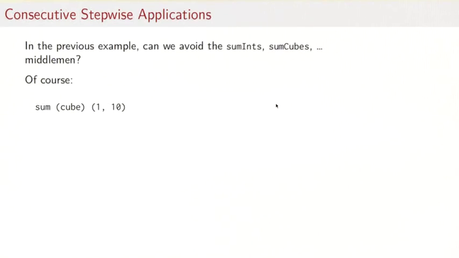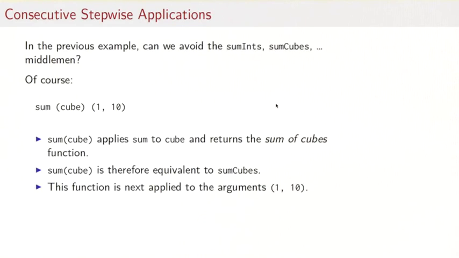Next question. In the previous example, can we avoid the middlemen, sumInts, sumCubes, and the like? Can we use directly the general sum function? Of course, we simply write sum(cube) and then the bounds (1, 10). Let's analyze that a little bit more. So sum(cube) applies the sum function to the cube function and returns the sumCubes function. sum(cube) is therefore equivalent to sumCubes, and that function is next applied to the arguments 1 and 10.